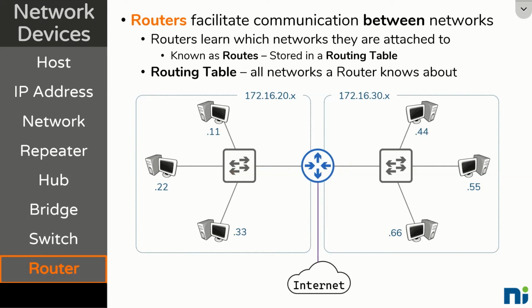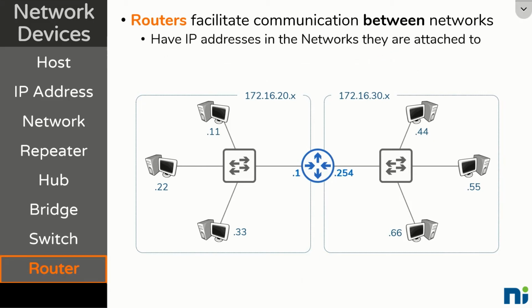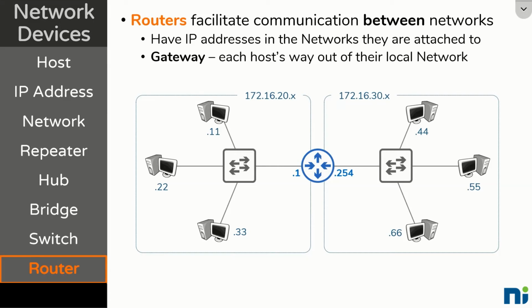Now, when we say a router learns which networks they are attached to, what we mean is that a router has an IP address in every network that they are attached to. For example, when this router is attached to this network, it is given an IP address in that network. This interface's identity is the IP address 172.16.20.1, and this interface's identity is the IP address 172.16.30.254. This IP address is going to serve as what's known as a gateway.